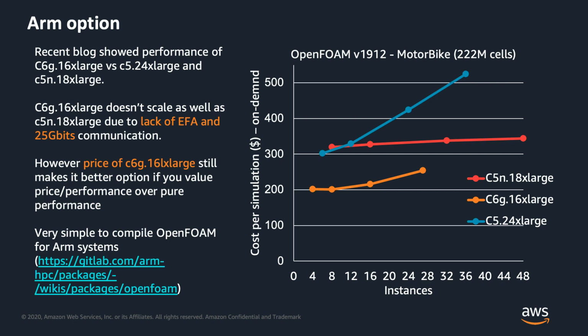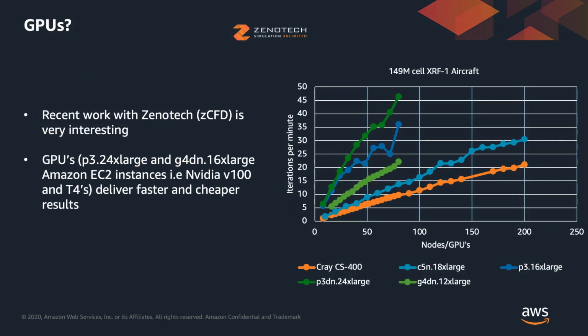But one of the actually interesting things that we've been working on recently with one of the AWS partners, Zenotech, is around GPUs. And you see here really good speed up from going to GPUs. This is an example of a code that can support both CPUs and GPUs. And if you look at the P3DN using the Nvidia V100s, the iterations per minute is faster than any of the CPU options. And if you scale out the CPUs, you would never reach the speed of the GPUs.